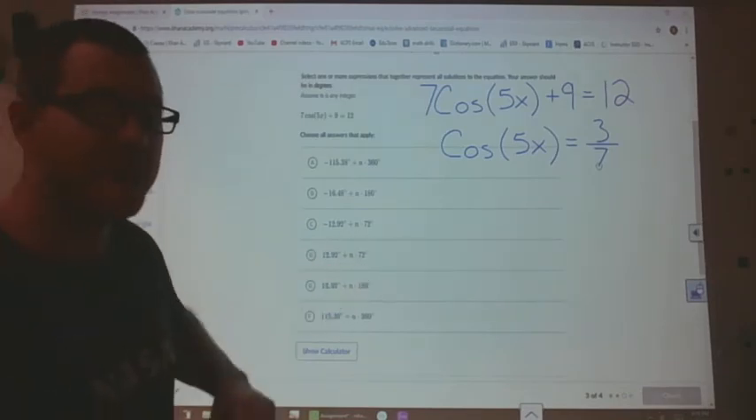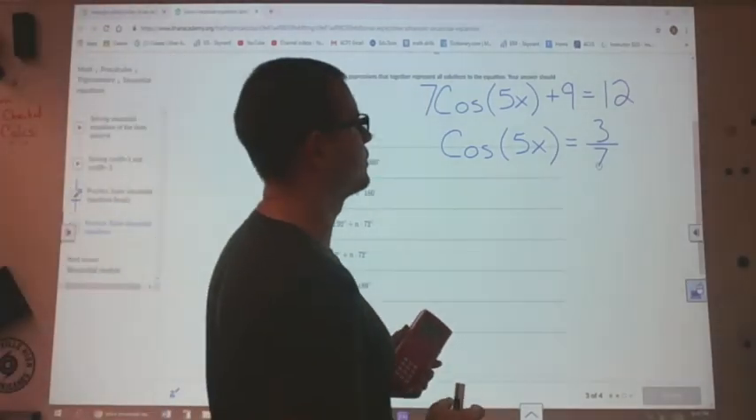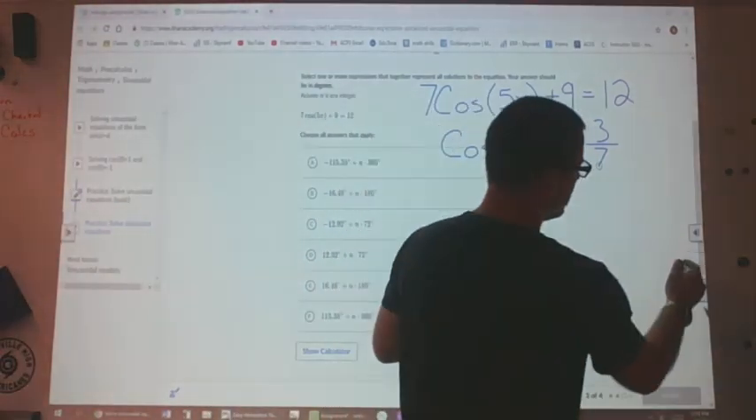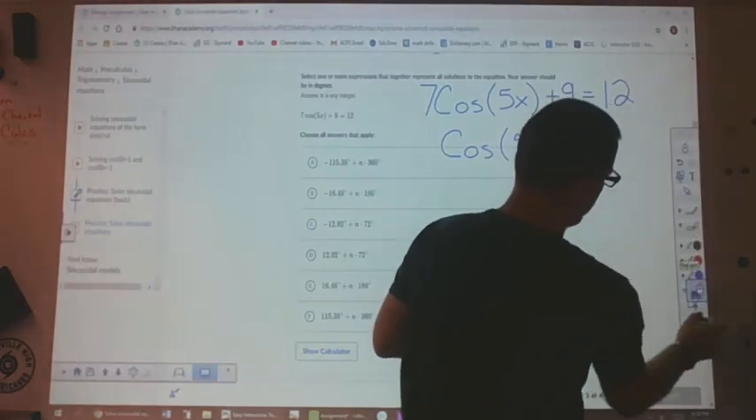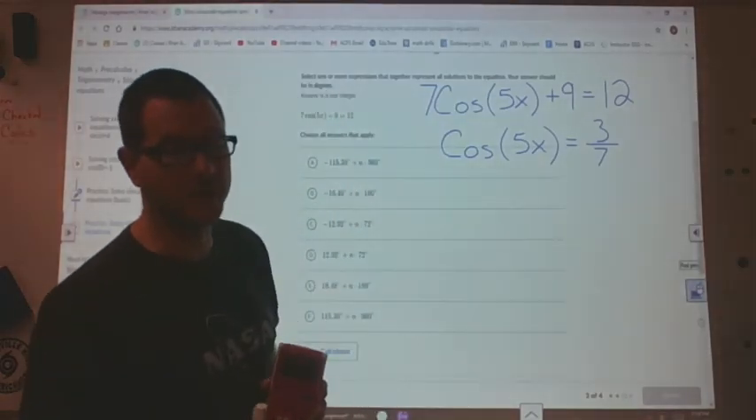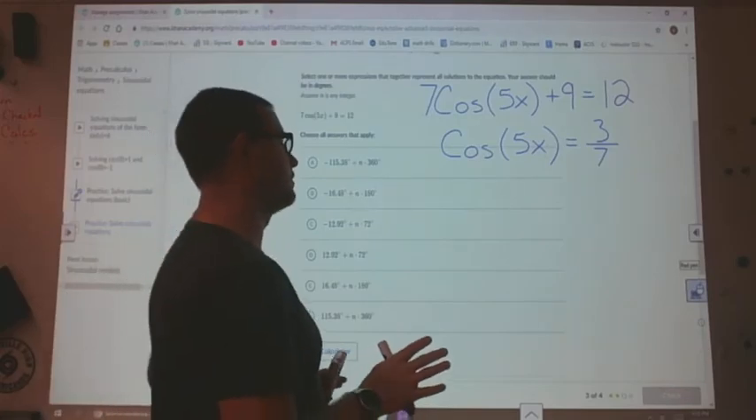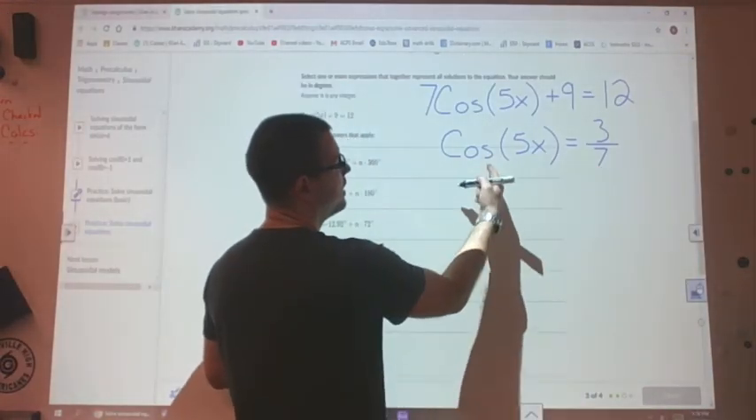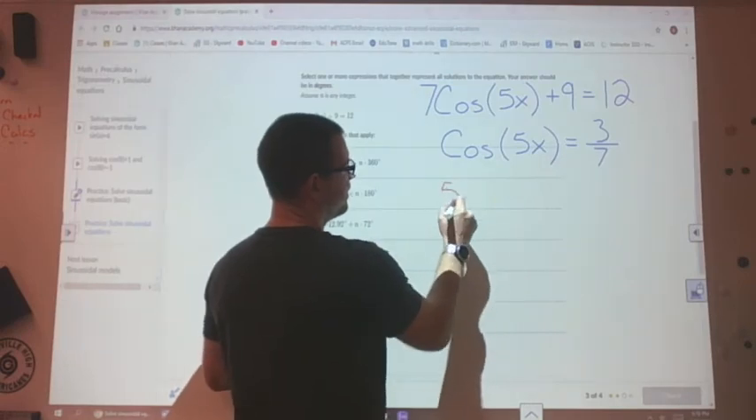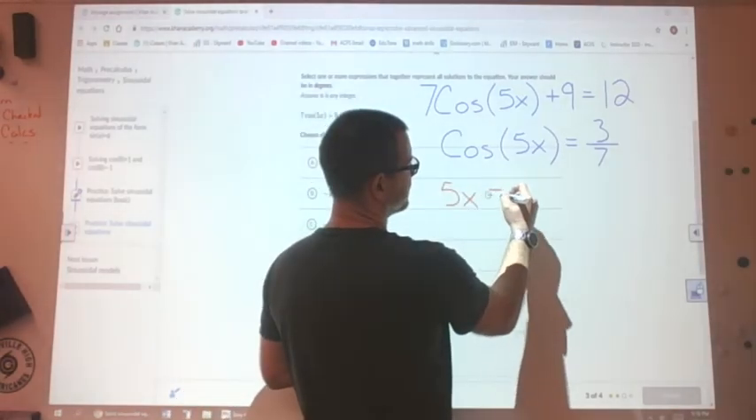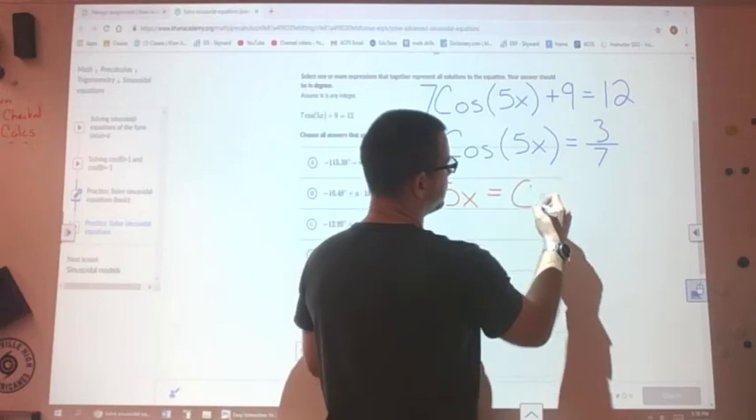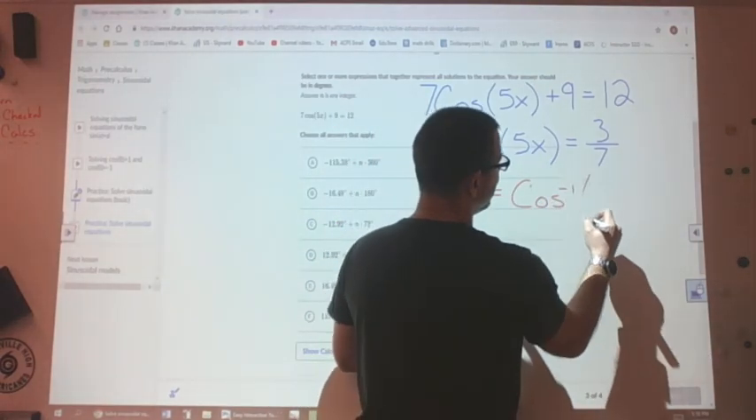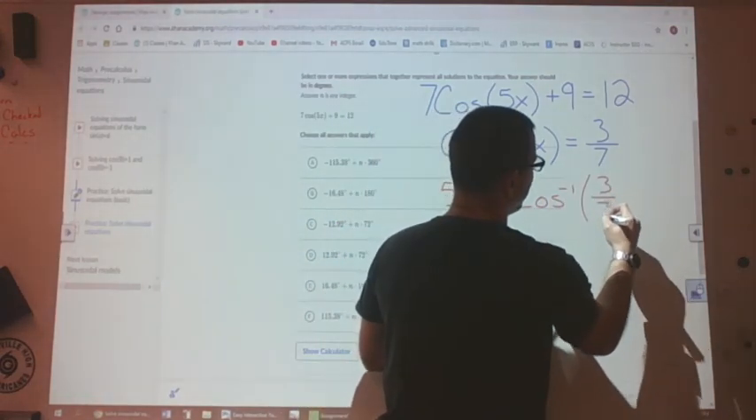Three over 7 is not something I recognize from the unit circle, so I'm not going to worry about that. It's not pi over 6, pi over 4, or pi over 3. I am still going to use the unit circle, but it's not one that I should know or have memorized. So I take the inverse cosine of both sides. That ends up giving me 5x is equal to the inverse cosine of 3 over 7.